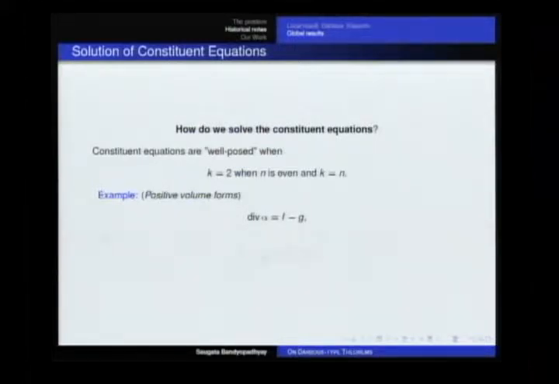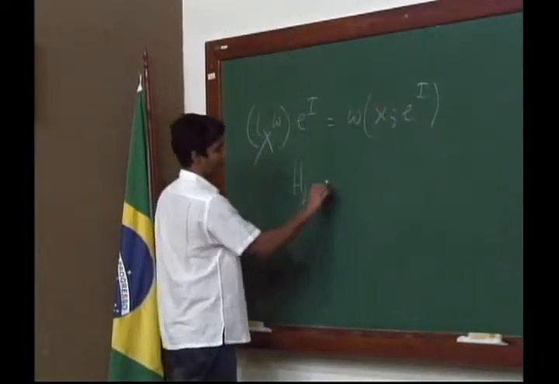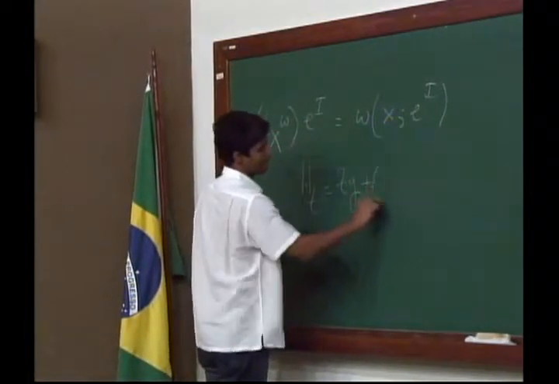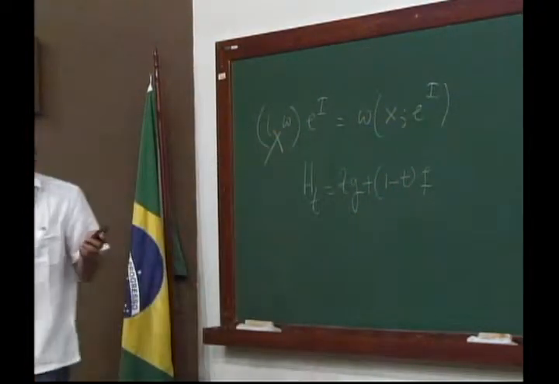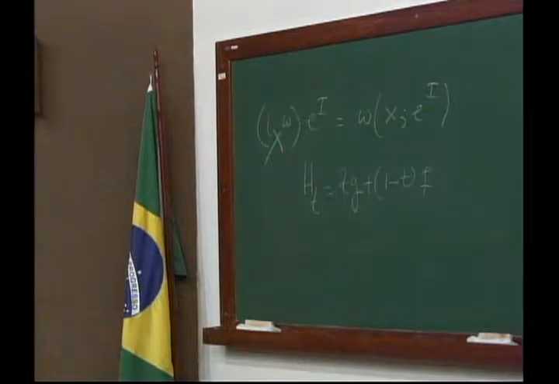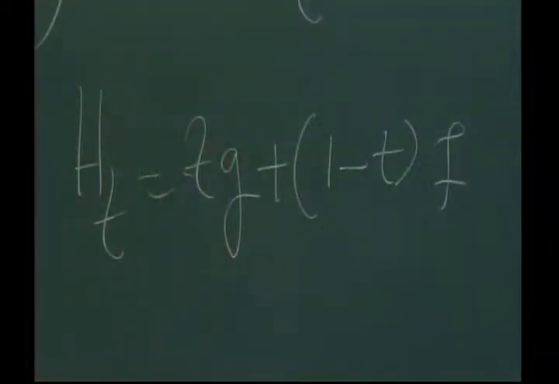Tg is equal to 1 minus Tf. Okay? So if we take the homotopy, then let us look at the constituent equation. So ht, then d/dt of ht is independent of t. It's f minus g. So alpha doesn't depend on t.